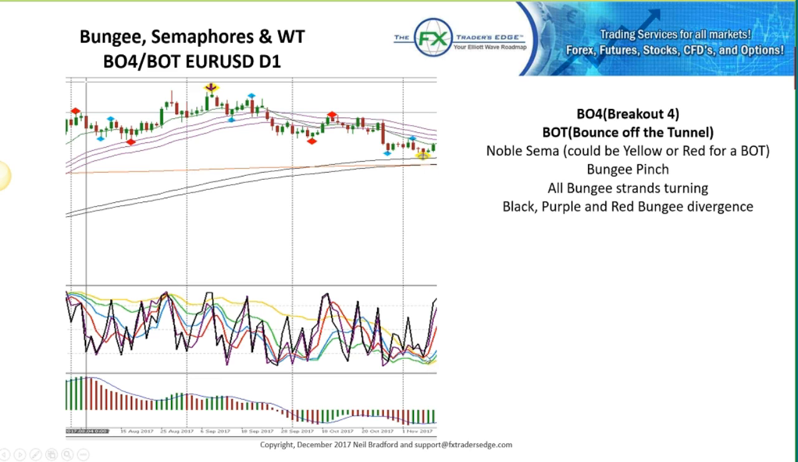With the bungees all turning back up, we've got divergence on the shorter time frame bungees, on the faster bungees. We've got red up, black up, purple up, black up there, red up. We've got divergence across the bottom and we've hit the tunnel. We like to see yellow semaphores come below the tunnel. We like to see these retraces, wave fours, go below the tunnel. More often than not, they do it.